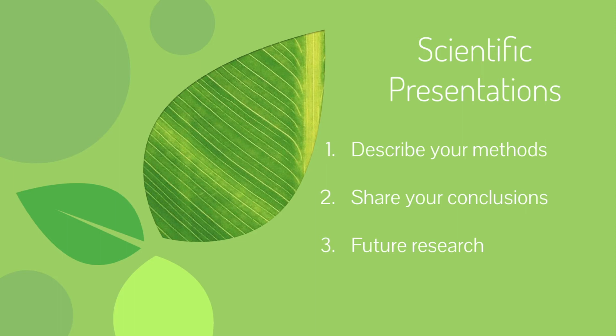The key parts of a good scientific presentation are that you describe how you did your experiment, that you share your conclusions, and that you give the audience some ideas as to how your experiment could be improved or other research questions that you have. All of these three things are really important because a key idea of science is that a different scientist could do the same experiment in a different place and get the same results.